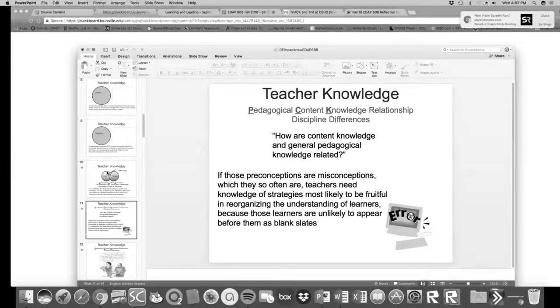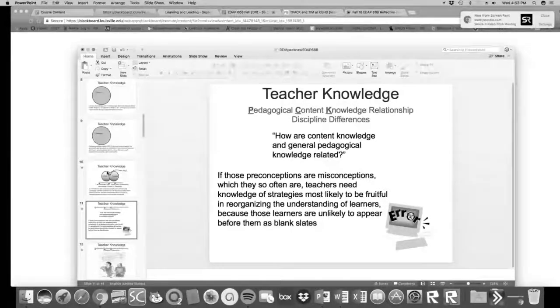Here's a statement from Shulman's book. If preconceptions are misconceptions, which they so often are, teachers need knowledge of strategies most likely to be fruitful in reorganizing the understanding of learners, because those learners are unlikely to appear before them as blank slates. Work by Bereiter and Scardamalia maintains that knowledge are artifacts. They are real, that we carry around in our heads. And because they're real to us, we're very reluctant to let them go. So when we have a misconception, it's really, really hard for us to let it go. So the pedagogical ability that we have as teachers gives kids a chance to see those understandings in a different light that might help them either further their understanding or recognize that their understanding might be wrong.